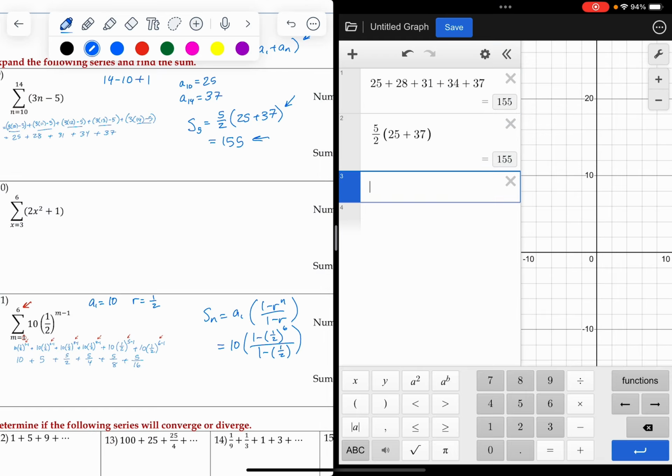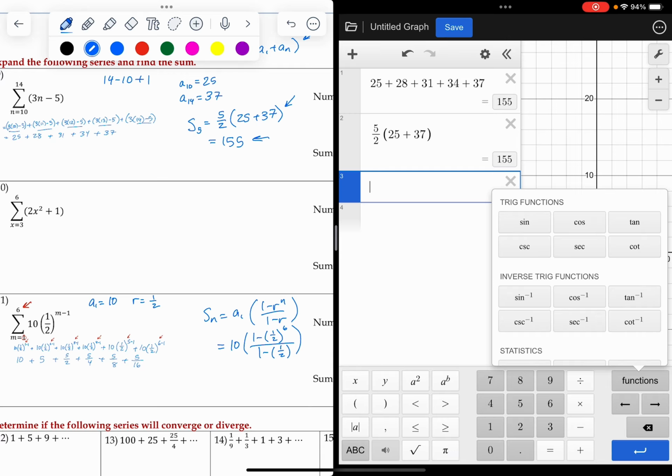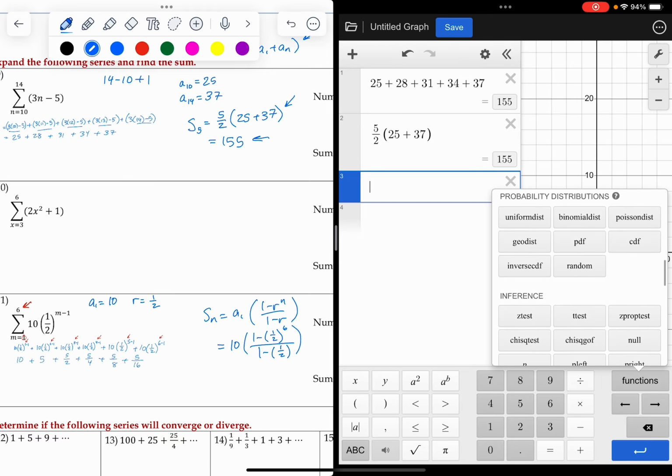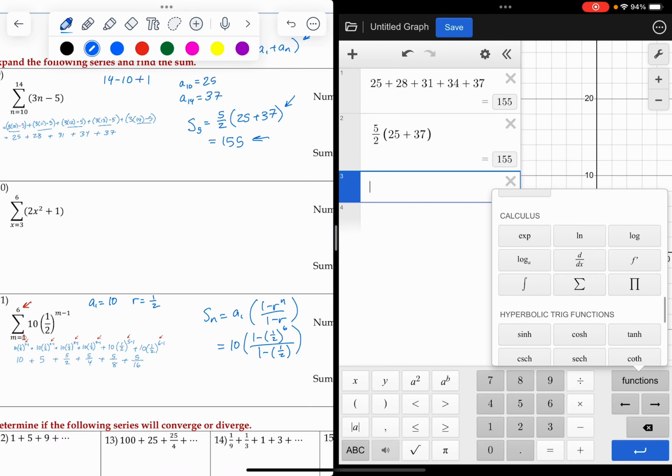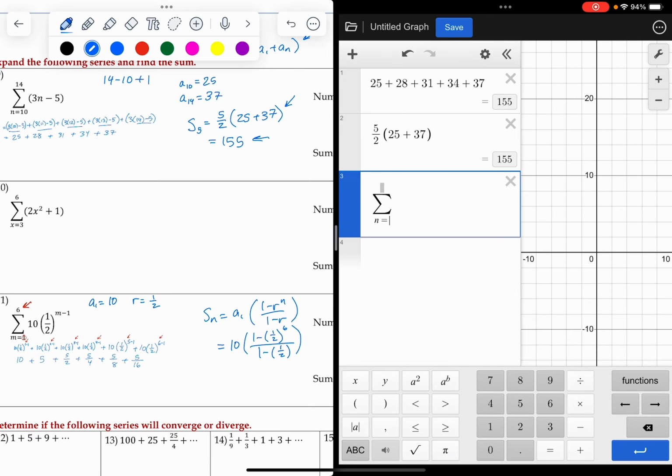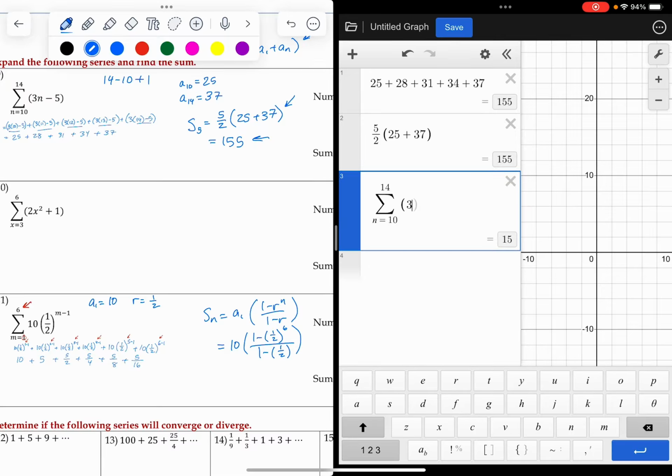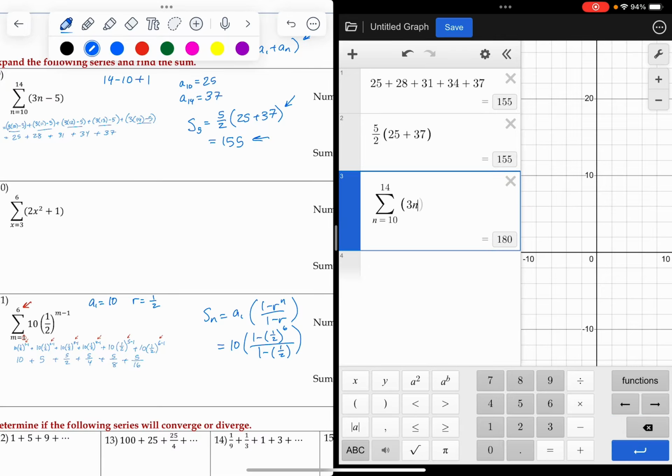There is a way, if I go to functions, there it is. So there's my sigma. I can say as n goes from, we were doing 10 to 14 of, and now I need parentheses. What was it? 3, I have to go find n. 3n minus 5, and there's my same answer.